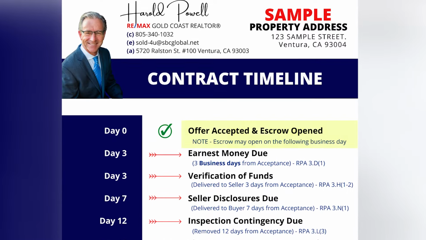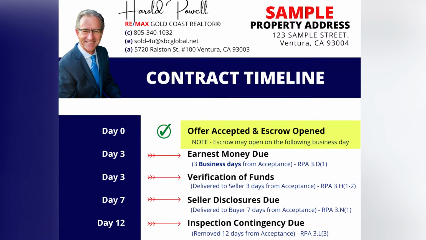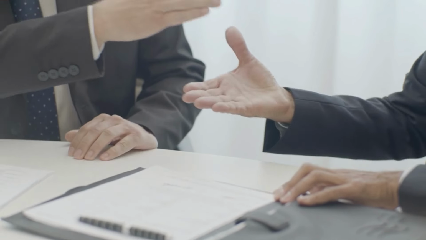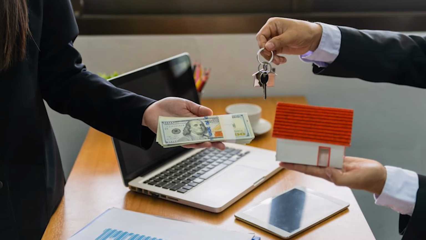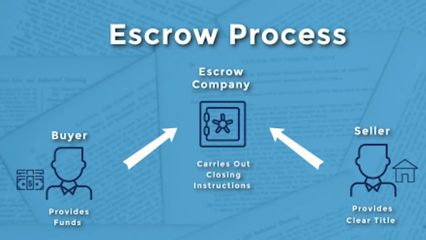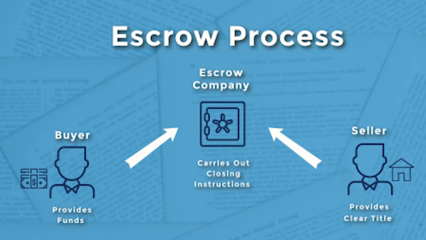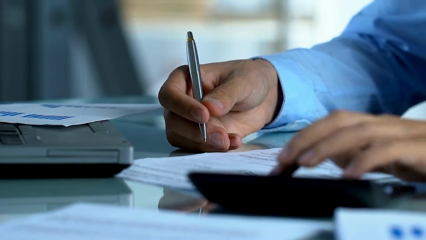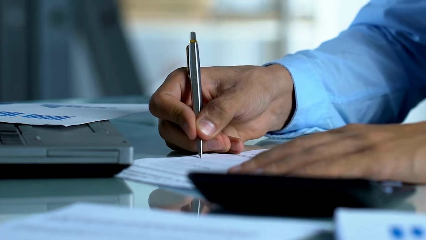All right, so as you can see, day 0 begins once the offer and counter has been accepted by buyer and seller, and on day 0, escrow is typically opened if it lands on a business day. Escrow begins to work on putting together escrow instructions for the buyer and the seller, and the title company conducts a thorough title search to ensure that the property's ownership, easements, as well as the ability to transfer clear title to the buyer is met by the close of escrow.